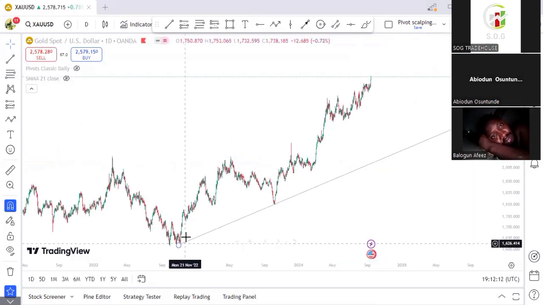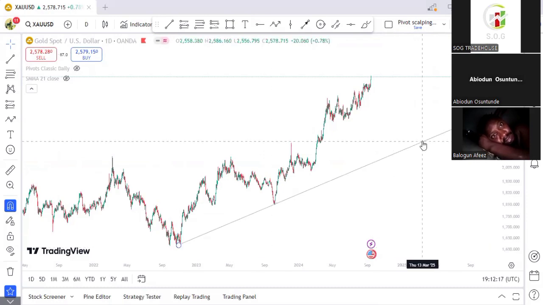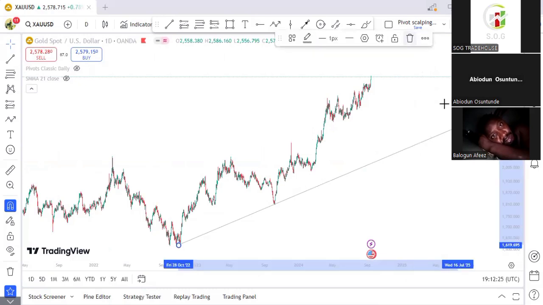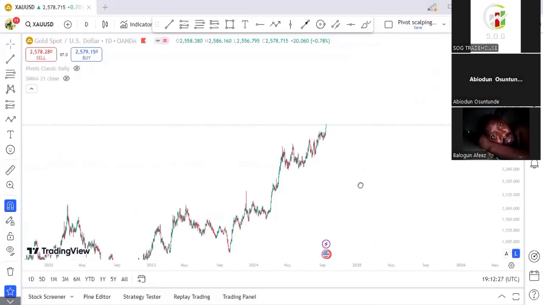So this is the first touch of the trend line. This is the second touch. So what are we waiting for? We are waiting for the third touch of this trend line. But current market price is far from this trend line. So what we'll do, we delete it to keep our chart clean and focus on current market structure.